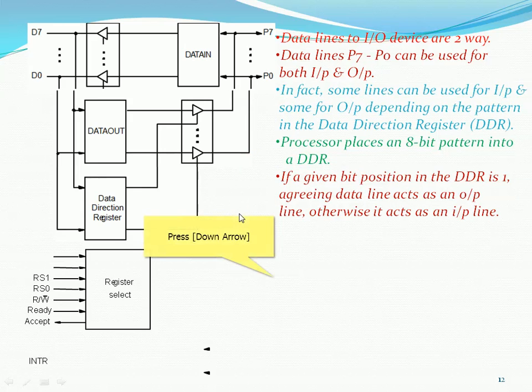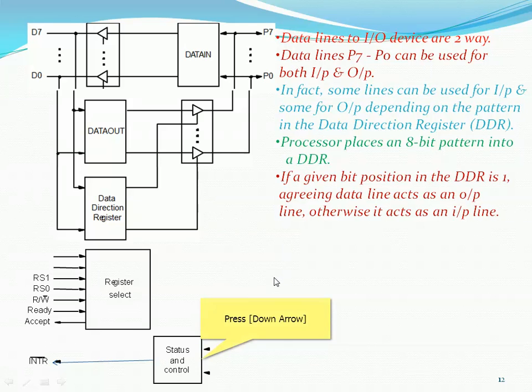So there is register selection. What are the registers? Data in, data out, and the SIN, SOUT flags. RS1 will be required for the register selection, that is either data in or data out. Then read/write bar, the ready signal, the accept signal, and additionally there are interrupts.